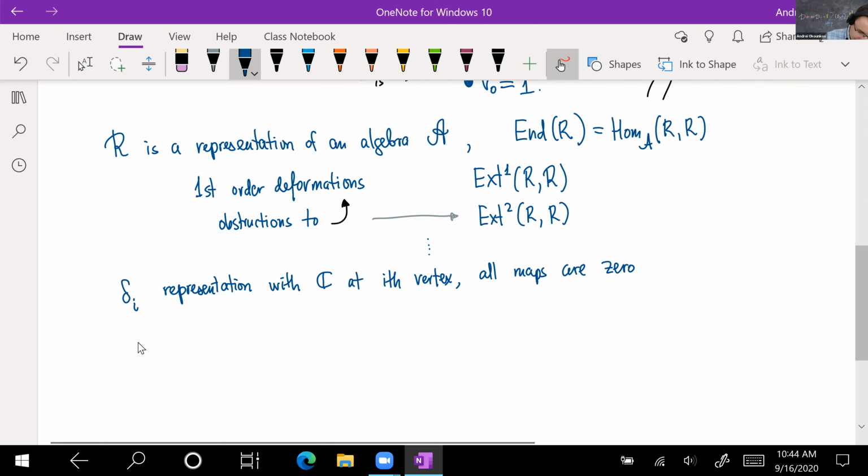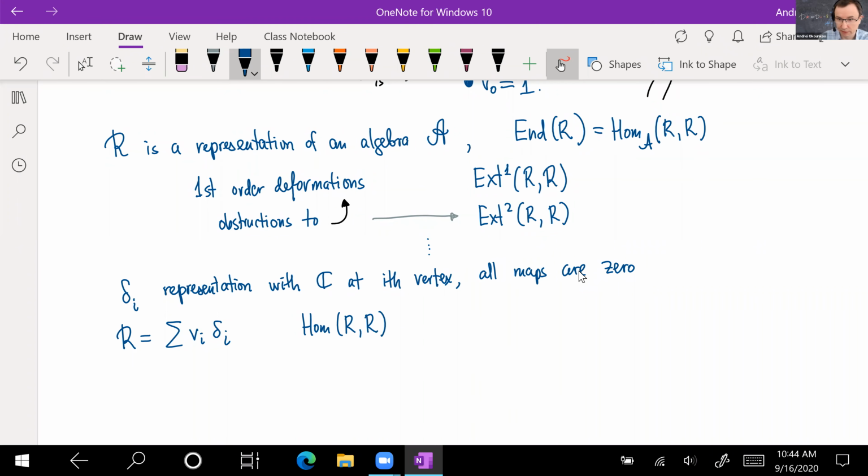And then it's clearly Hom. If I consider a representation which is some multiplicities, multiplicities are just V_i times delta_i, then Hom(R, R), those are clearly irreducible. I mean, it's clearly an irreducible representation, and there's nothing more to be said about it. So that would be just the direct sum of GL(V_i), right?